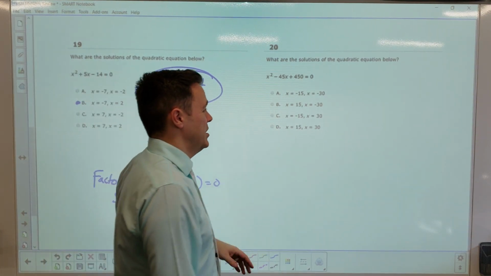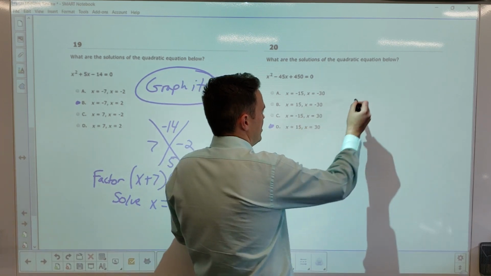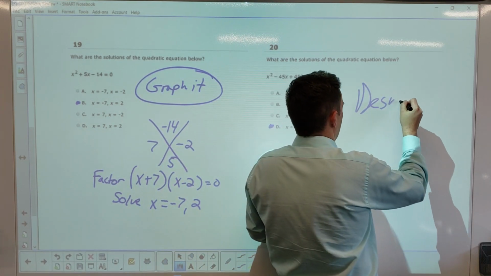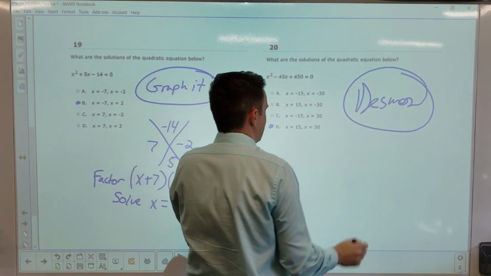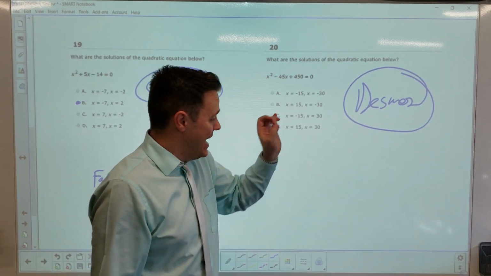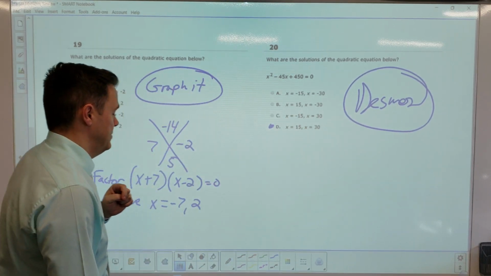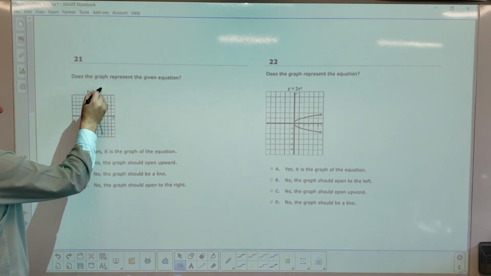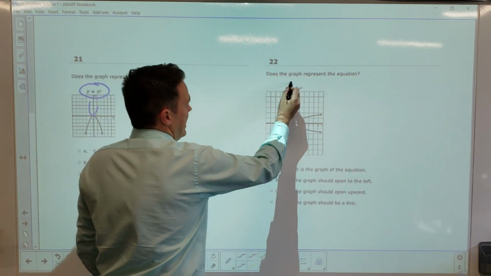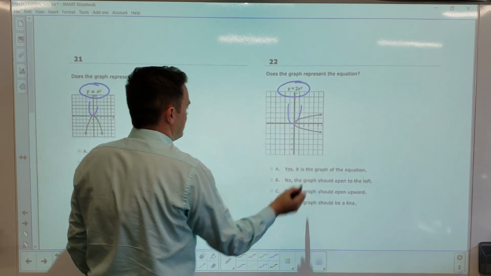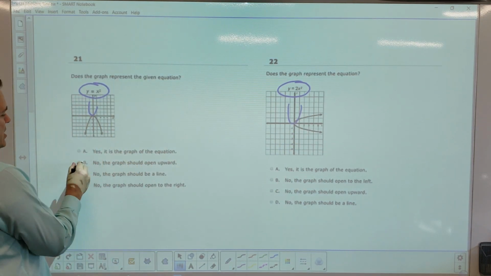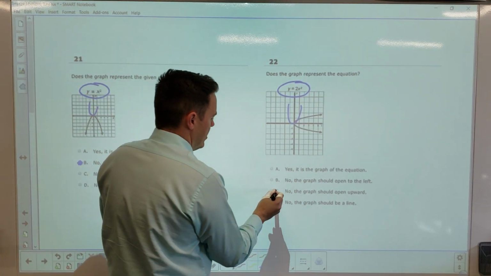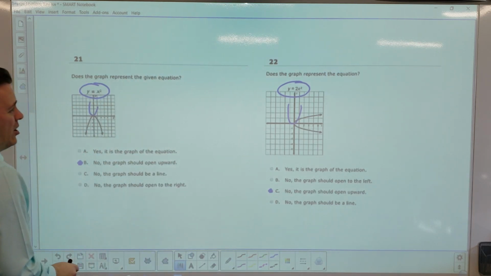Okay, same with this one. If you graph this in decimals, it would cross at 15 and it crosses at 30. All right, 21. Graph both of these based off this equation. Okay, if you do that, you'll see both of these graphs do this, which means they should open upward. Okay, instead of being weird like they are right now.